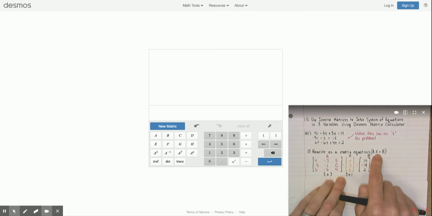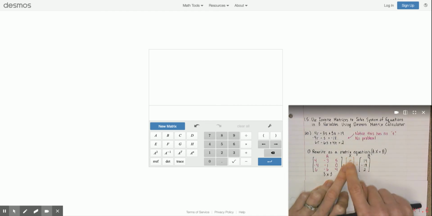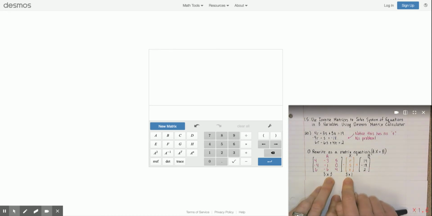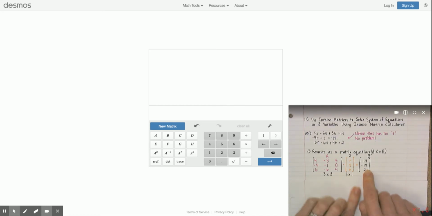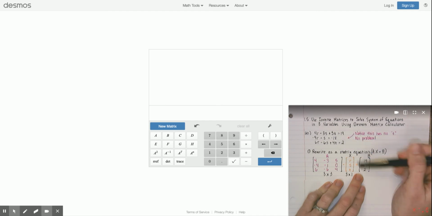Okay, so what is our matrix X? Remember that it represents our variables. What are our variables? R, S, and T. Don't write it out as R, S, T because that would make a 1 by 3 matrix, and you cannot multiply a 1 by 3 matrix by a 3 by 3. Whenever you multiply matrices, you have to have these numbers matching. You can't even set that up. Okay, lastly, you need to make your matrix B, which represents the constants that are isolated on the right side of your equation. So you have 19, -18, and 2.